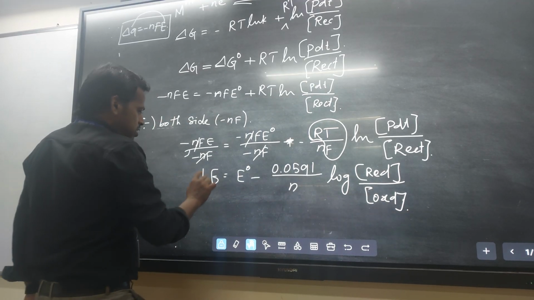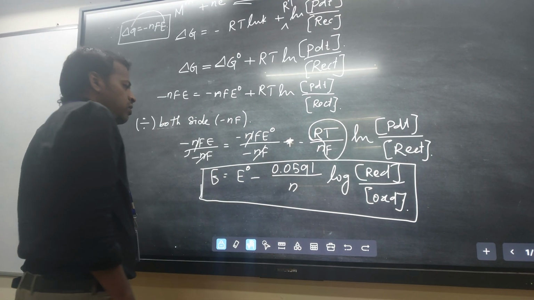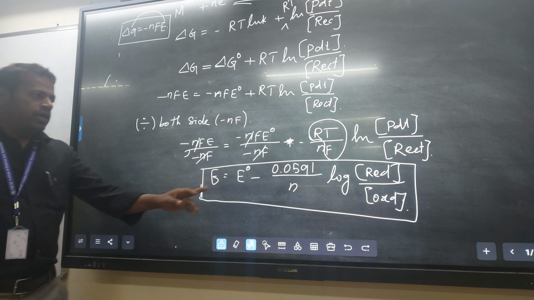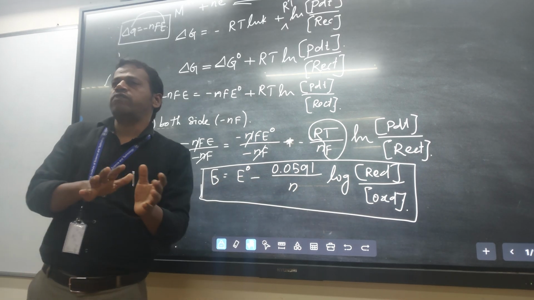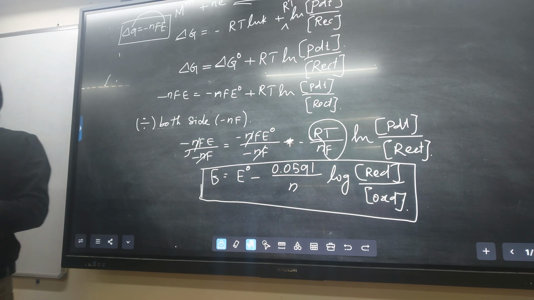Okay, this is your Nernst equation. So E equal to E naught minus 0.0591 divided by N into log of reduction by oxidation, or else product by reactant. This is your Nernst equation. So here what is N? N indicates how many electrons are transferred from reactant to product. Okay, 1 electron or 2 electrons.